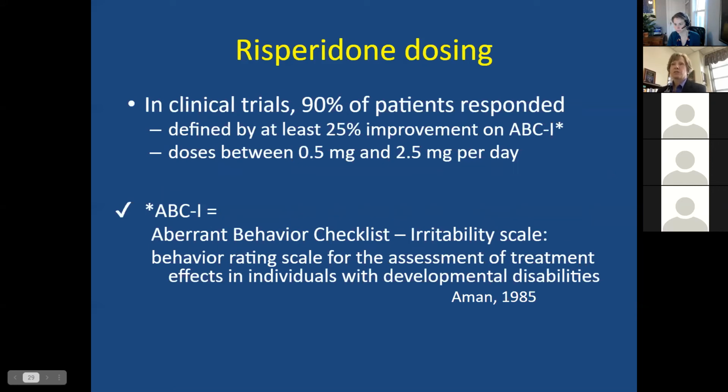90% of patients who responded to risperidone had significant clinical improvement. They look at the Aberrant Behavior Checklist, which is one of the measures that they use in order to assess treatment response. So they're looking at the irritability subscale. Individuals in these clinical trials were very carefully assessed using validated instruments. The improvement was defined by at least a 25% improvement on that rating scale, and the doses ranged between 0.5 milligram and 2.5 milligrams per day of risperidone. Next slide.